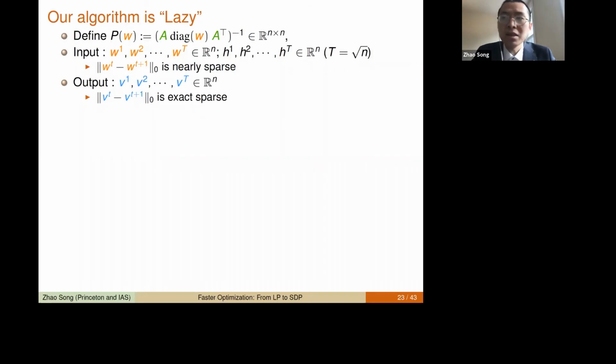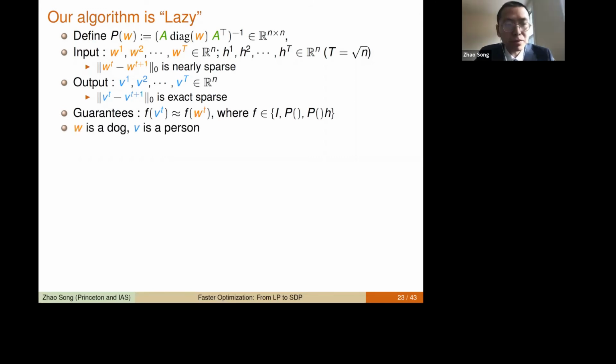This exact sparsity is very important to design optimization algorithms when you're using compression techniques. The guarantee you hope for is that some function of VT is close to some function of WT. This function can be many things, like the identity, a projection matrix, or projection times H.